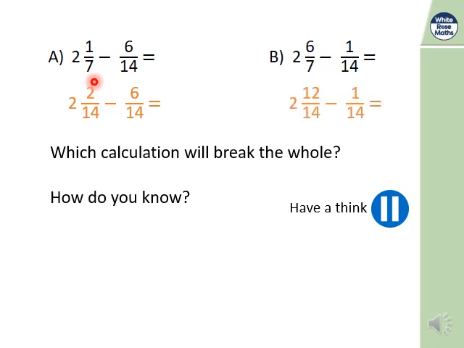And when we were to change 2 wholes and 6 sevenths, to take away 1/14, we can turn 6 sevenths into 2 wholes and 12/14, but we can see here in our mixed number the numerator is larger than what we have to take away, so that would not break the whole. So A is the calculation that will break the whole.